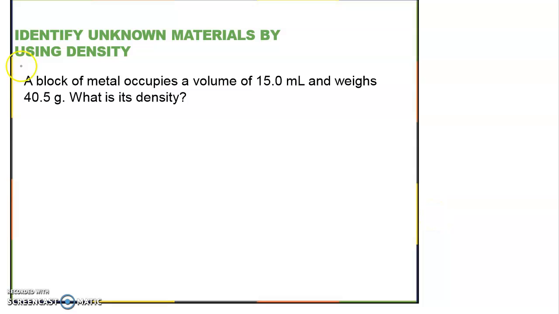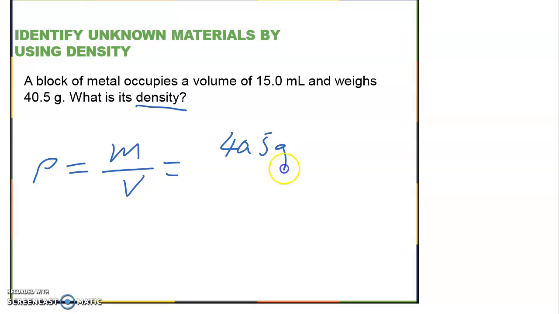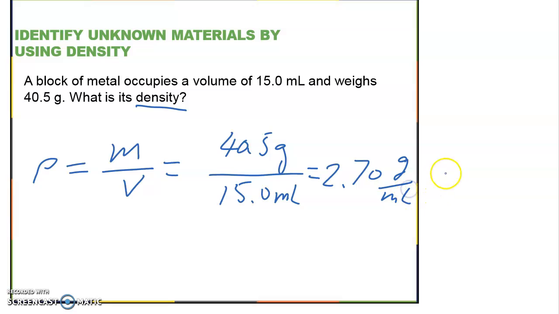Here we are looking for the density. From the formula from before, rho is equal to mass divided by volume. In this case, the mass is 40.5 grams, and the volume is 15.0 ml. Let's do the calculation. 40.5 divided by 15.0, what I get is 2.70, and the unit will be grams per ml, or we can say grams per cubic centimeter.